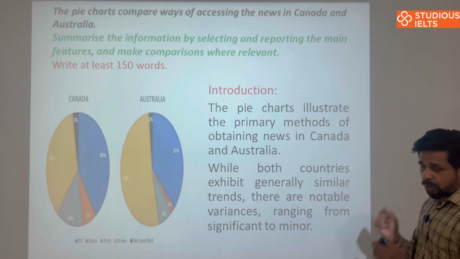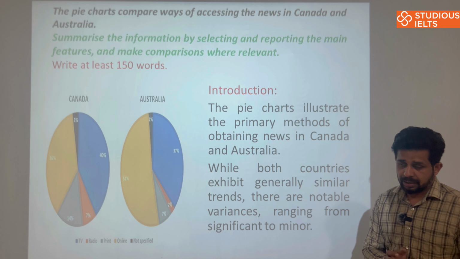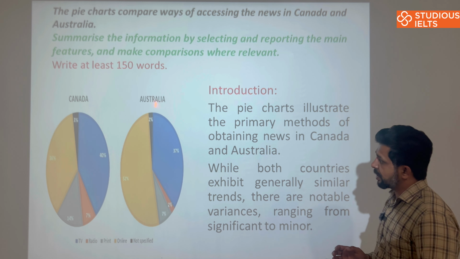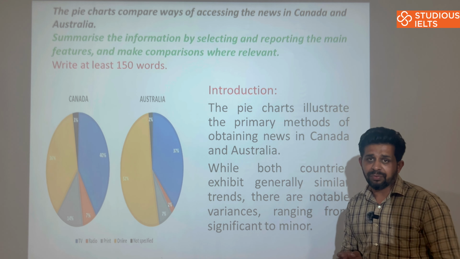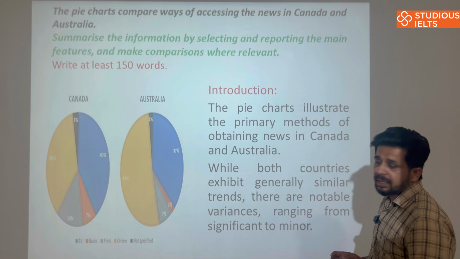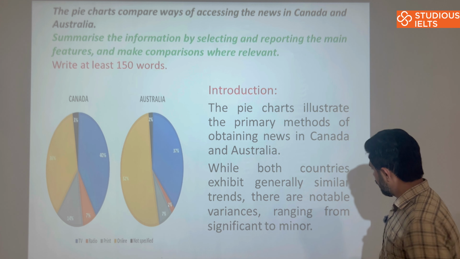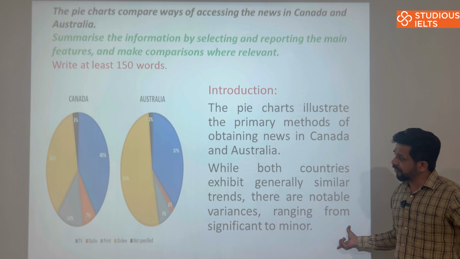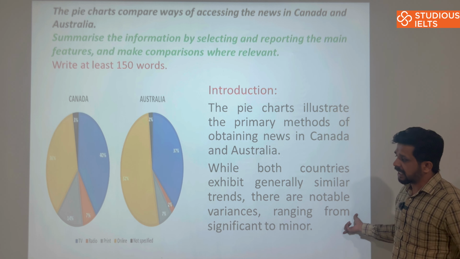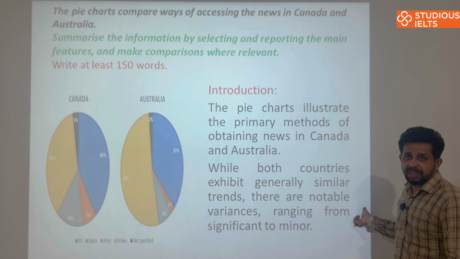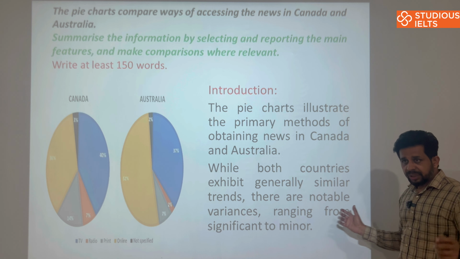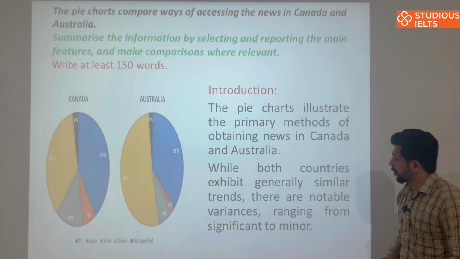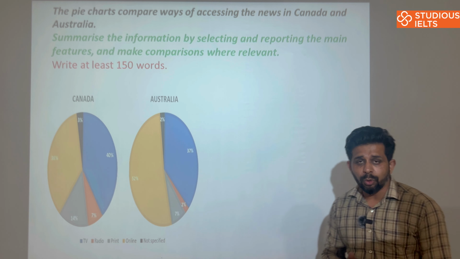But within those trends, there are some variances. For example, if we compare the online method, in Australia it is obviously more than 50%, but in Canada it's around 36% only. So this justifies it. The trends are the same, because the bigger sources are definitely online sources and television in both countries. But within those trends, there are some changes, some fluctuations. Let's talk about the overview now.